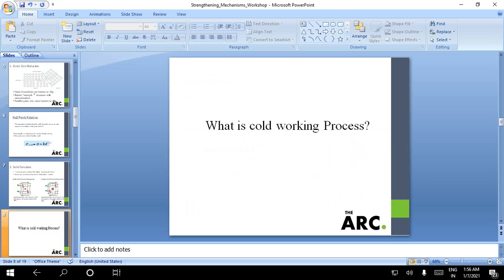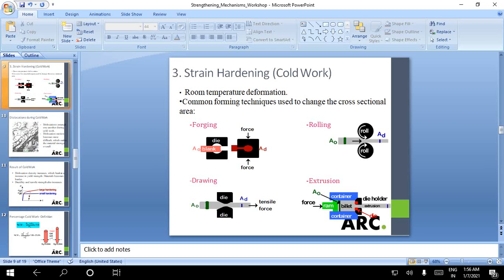What is the cold working process? This cold working process we can also call strain hardening. What is strain hardening or the cold working process? See here, these are the different cold working processes. Normally we deform the structure of the material at room temperature. These are the common forming techniques we use to change the cross sectional area. These are the four different types of forming techniques: forging, rolling, drawing and extrusion.